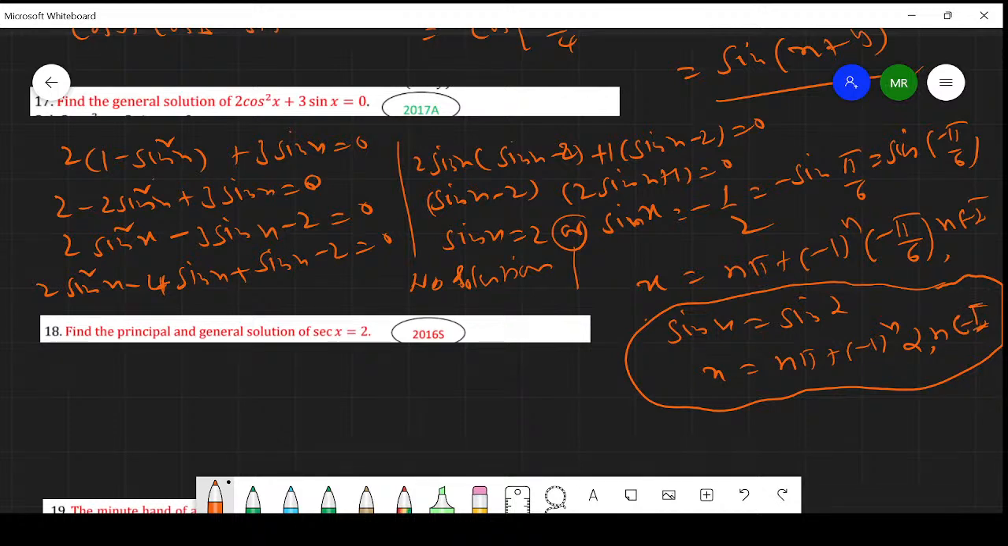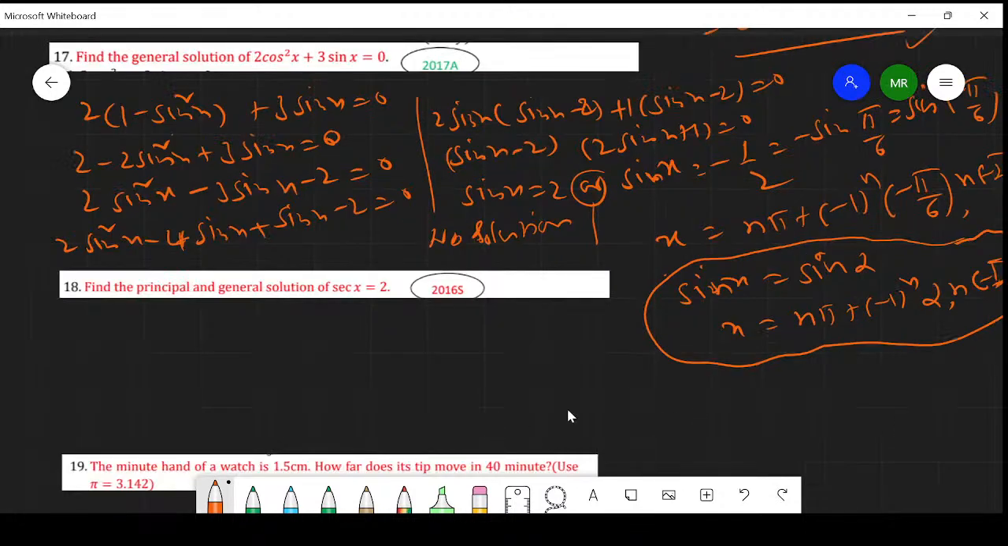n belongs to Z. In one of the problems I explained what alpha is. Verify that, in today's session I explained that. This is sin x. So that's the reason I have written the answer here. So remember that one, okay. So look, this is the reason I have written here. Now find the principal solution.